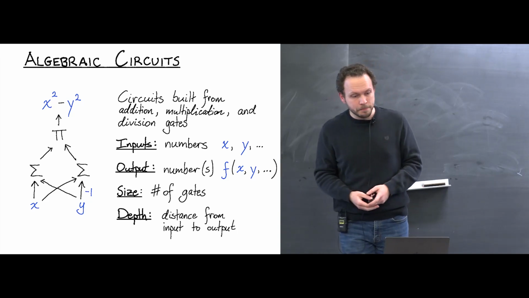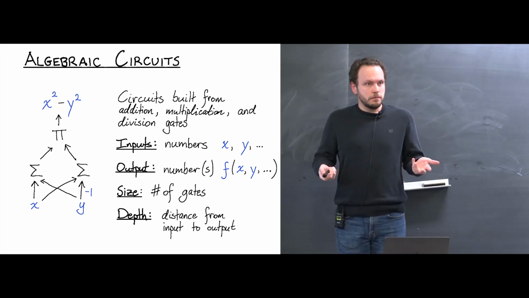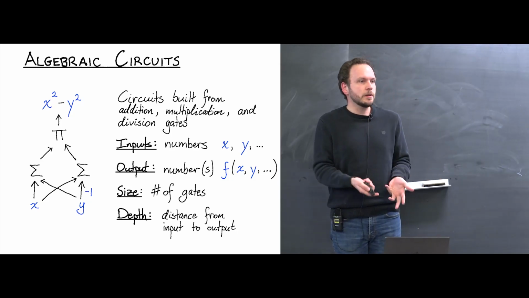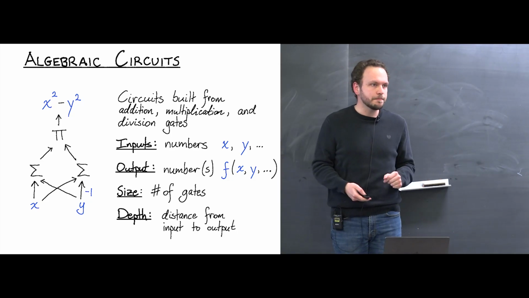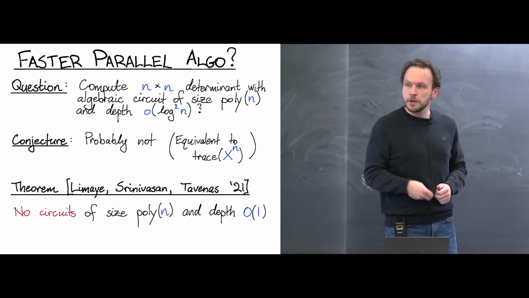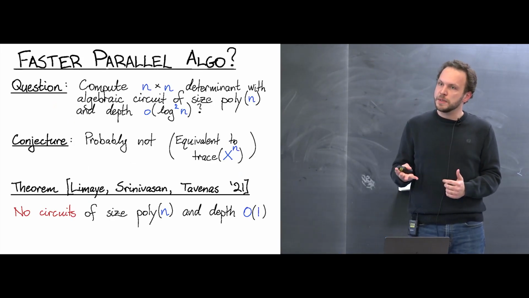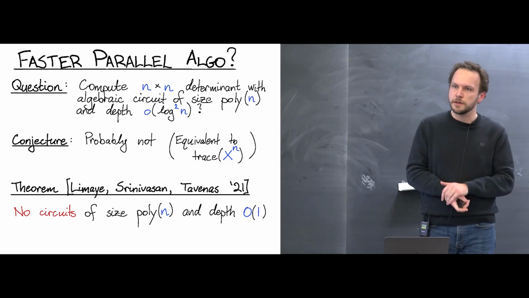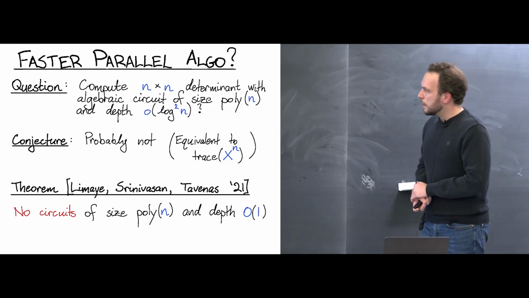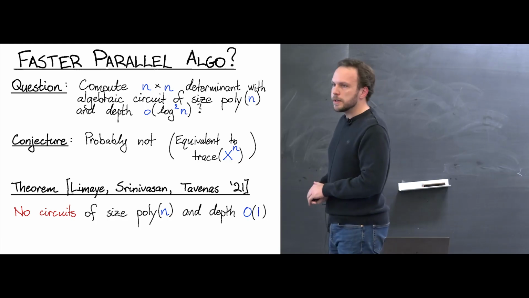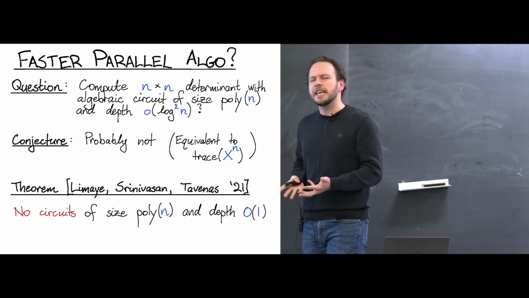So can you do better? Well, one idea you could try is let's just find faster parallel algorithms for general linear algebra. So could you, for example, compute a determinant using a circuit of polynomial size and depth less than log squared? Well, we don't know the answer to this question, but it's conjectured that you probably can't do this.